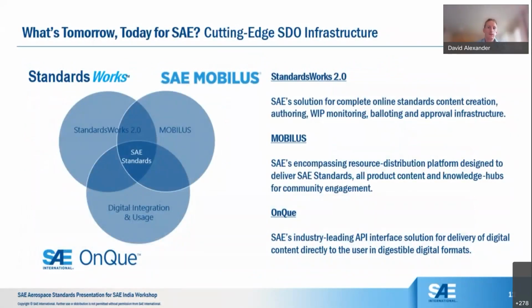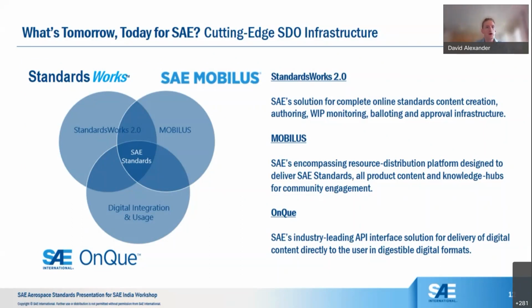And while there's cutting edge technology going on in the committees, we're also looking at where the cutting edge is from a standards development organization, both and through 3 platforms in particular. Standards Works, which is the workspace, the platform on which the SAE standards are written and balloted and ultimately published. That's really important to have a cutting edge platform for the standards to be developed as efficiently as possible.